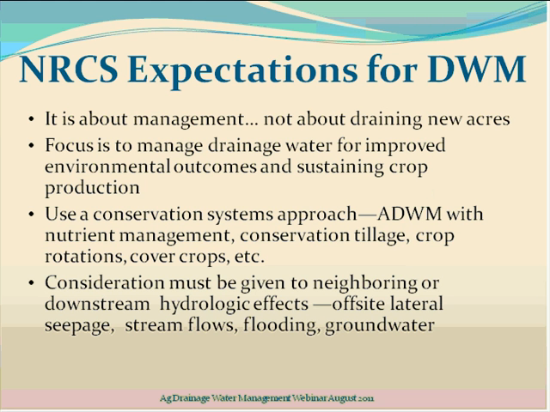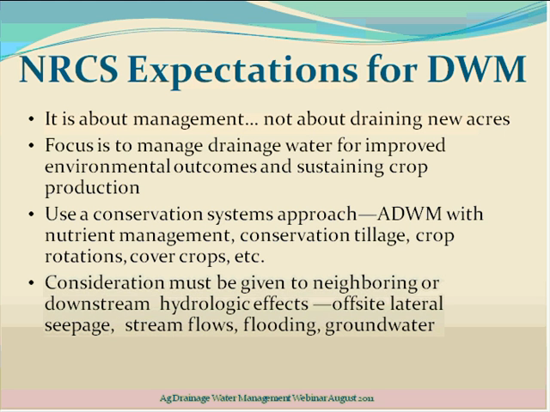The expectations for DWM: it's all about management and not about draining new acres. We're getting a lot of questions from people about how can we do more drainage, and it's not about more drainage. It's about managing the water that's flowing out right now. So we're actually reducing the flow out the end of the drain pipe. The focus is to manage the draining water for improved environmental outcomes and sustaining crop production.